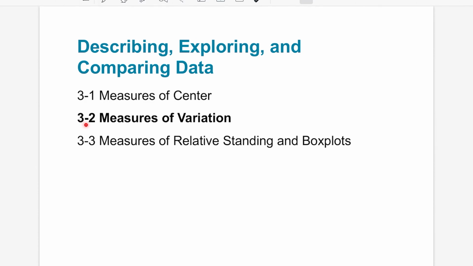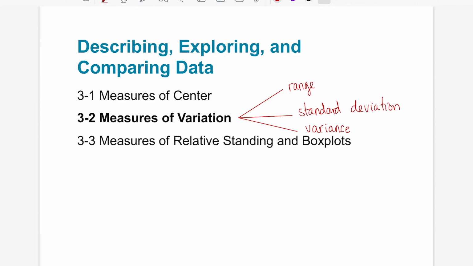Section 3.2, Measures of Variation. The numbers that we use to measure the variation are the range, standard deviation, and variance. In this section, we are going to learn how to calculate these three.